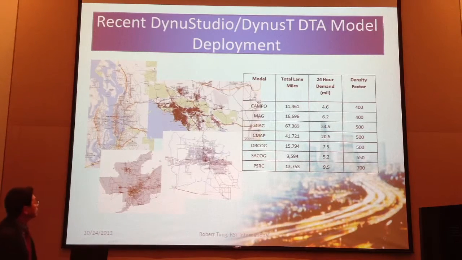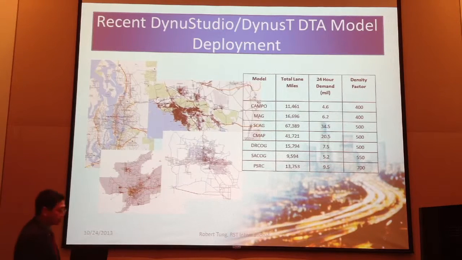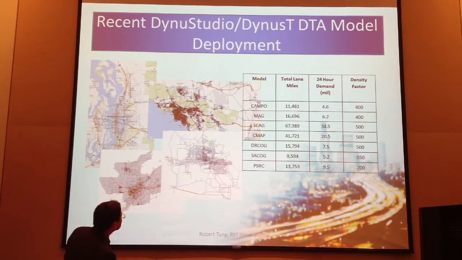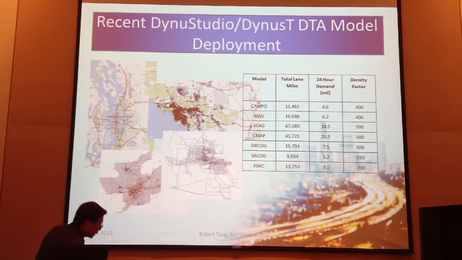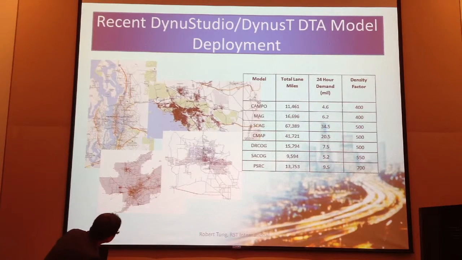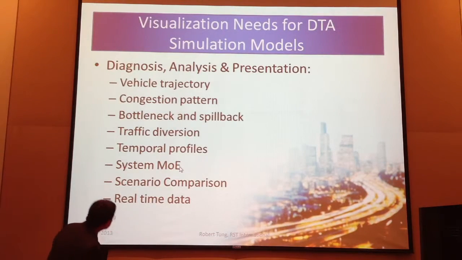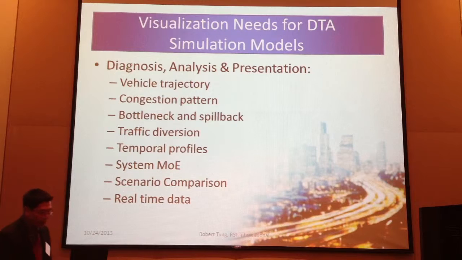So these are several MPOs where we have recently deployed the DTA. For example, you can see that the 24-hour demand ranges from 4.6 million up to 34 million vehicles a day. So basically you simulate the entire region. That's the kind of thing we like to see for the planners. It gives you a holistic view of the whole traffic pattern.